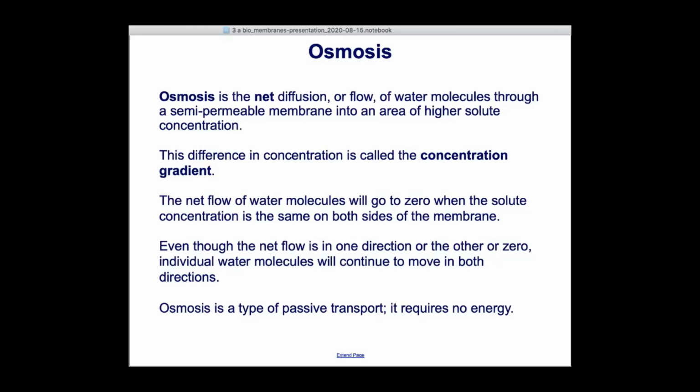The net flow of water molecules will go to zero when the solute concentration is the same on both sides of the membrane. Even though the net flow is in one direction or the other or zero, individual molecules of water will continue to move in both directions. Osmosis is a type of passive transport. It requires no energy.